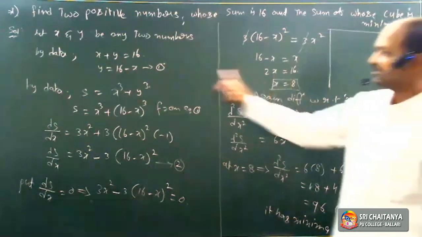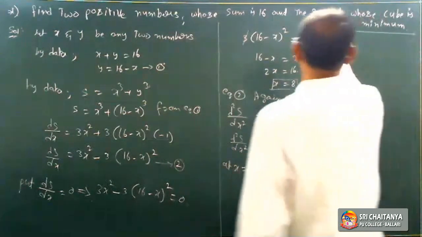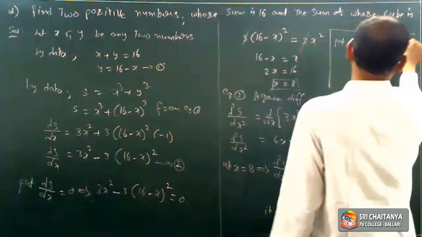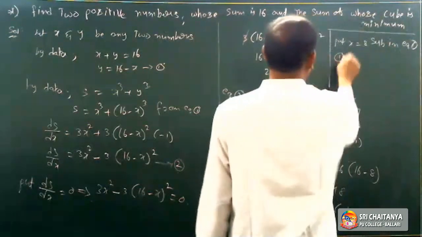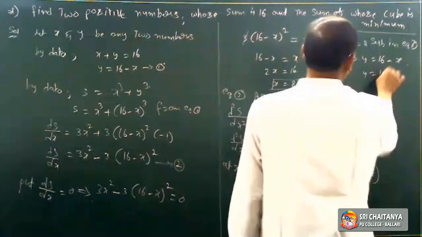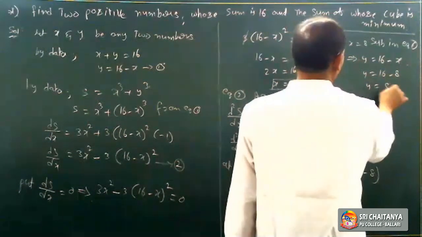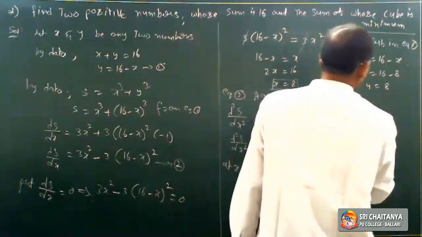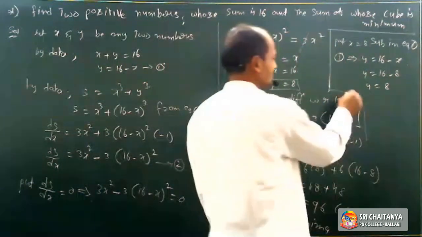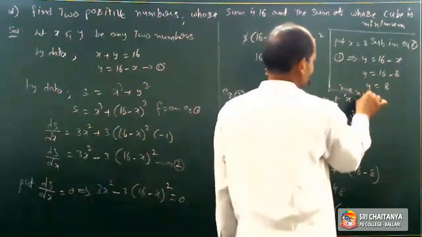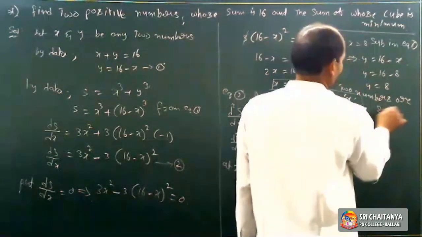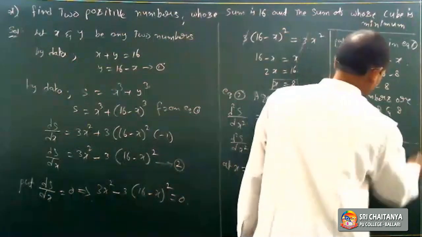That x equal to 8, substitute in equation 1. Put x is equal to 8. Substitute in equation 1. Y equal to 16 minus x. 16 minus 8. Y is equal to 8. Therefore, two numbers are 8 and 8.